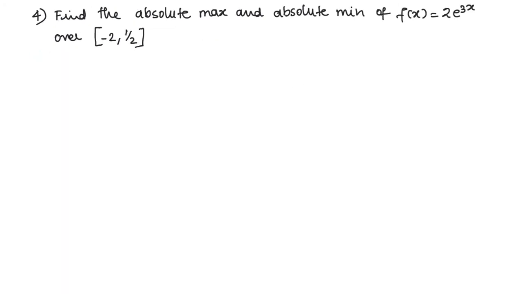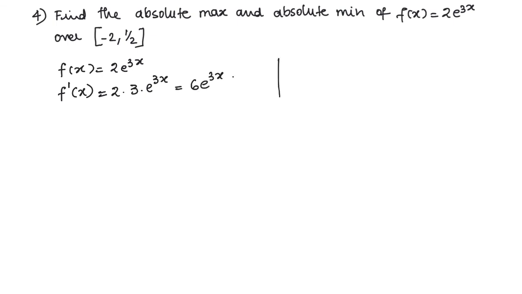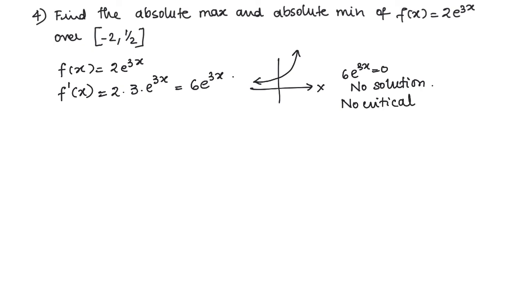Let's do one more example. Find the absolute maximum and absolute minimum of this function in this closed interval. So first find the derivative, set it equals 0 to find the critical values. E power 3x, so this is the shape of the graph. It's an increasing function and it won't cross the x-axis. So we cannot set this equation equals 0 and solve it. Basically there is no solution for that because it is not crossing the x-axis. There is no solution means no critical value.